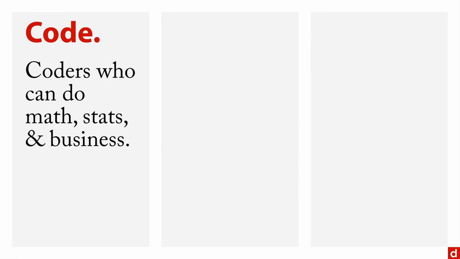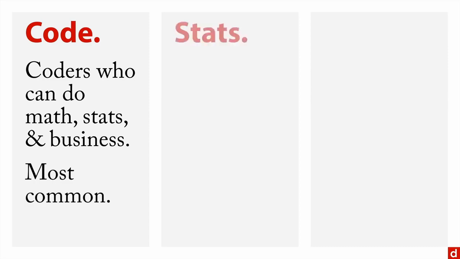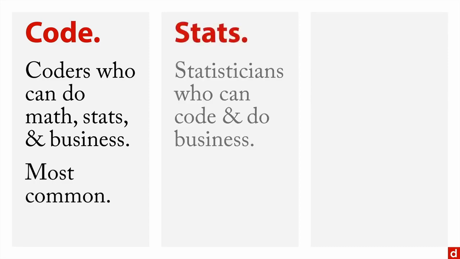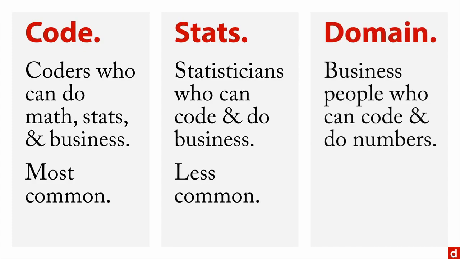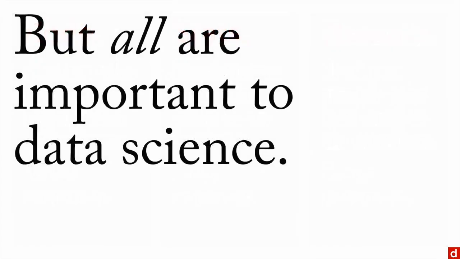So let's think about a couple of backgrounds where people come from here. First is coding. You can have people who are coders who can do math, stats, and business. So you get the three things, and this is probably the most common. Most of the people come from a programming background. On the other hand, there's also stats or statistics, and you can get statisticians who can code and who also can do business. That's less common, but it does happen. And finally, there's people who come into data science from a particular domain. These are, for instance, business people who can code and do numbers, and they're the least common, but all of these are important to data science.